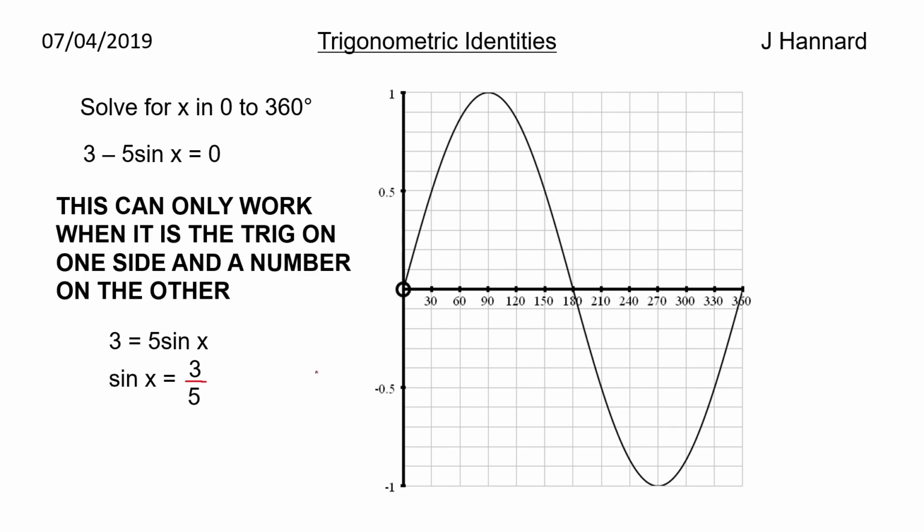But sine x is equal to 3/5. So we draw our line y equals sine x, and then we draw our line y equals 3/5. So we get that.